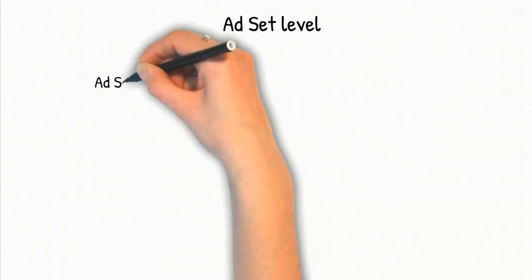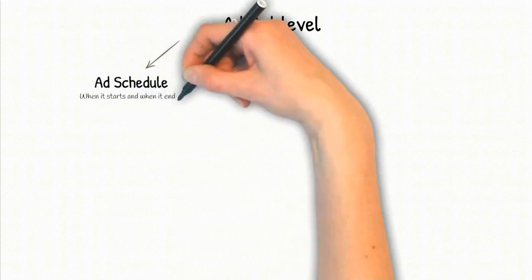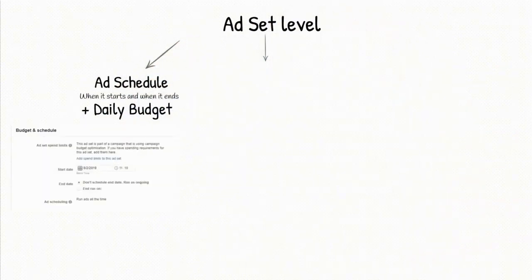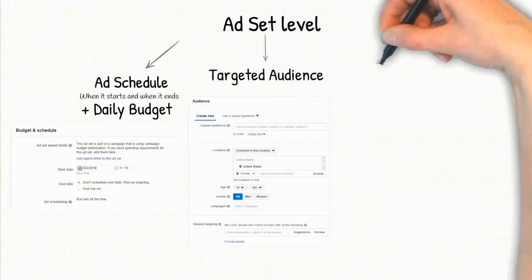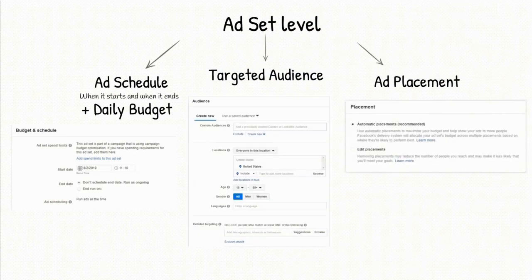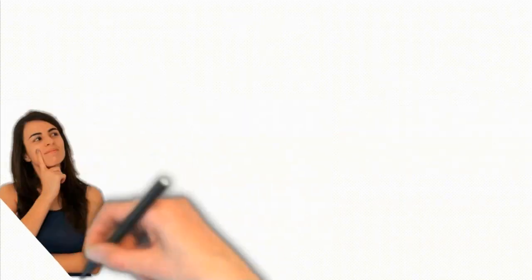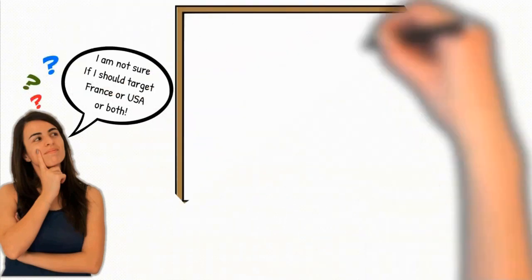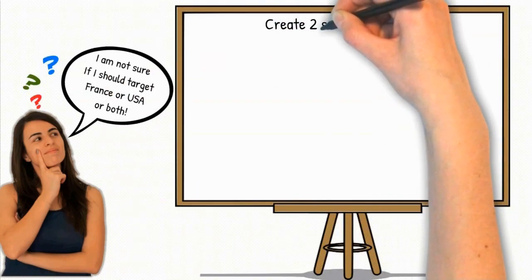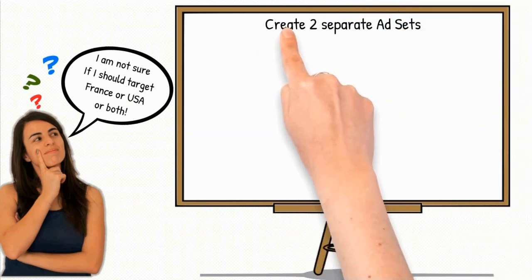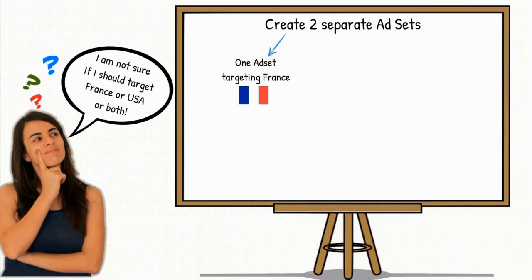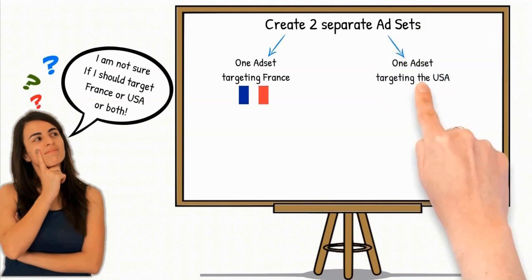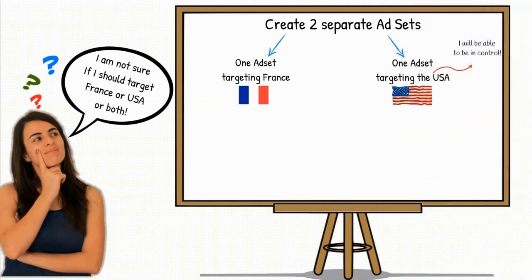At this level, you choose the schedule of your ad, when it starts and when it ends, your daily budget, the audience you want to target, and the ad placement. Let's say I want to target people in France and people in the USA and I'm not sure which location will work best for me. I can create 2 separate ad sets, telling Facebook to target people in France in the first ad set and people in the USA in the second. In this way, I will be in control. How is that? Let me show you.